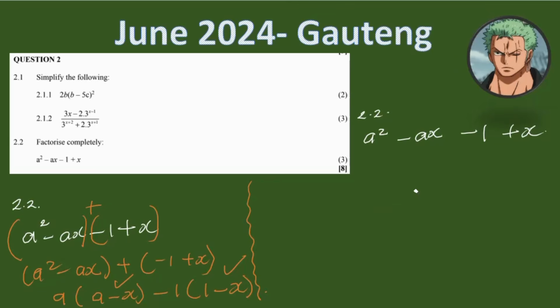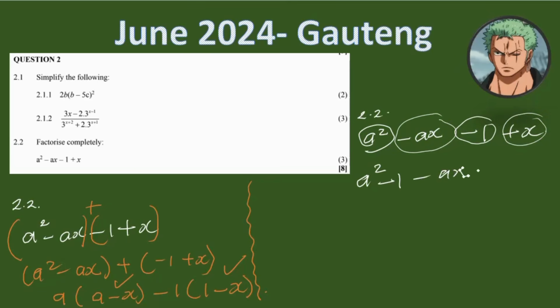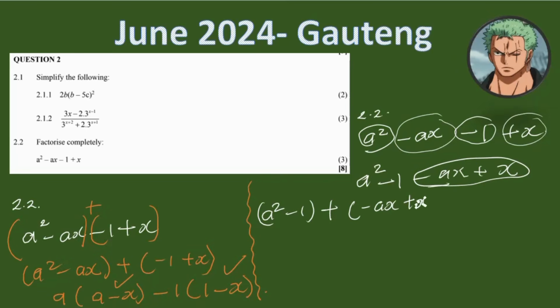Let me try to group things differently. Right. So, I'm like, okay, I'll take this a, I'll group it with this negative 1 here. So, I have a squared minus 1, right? And then afterwards, I'll take this negative ax, I'll group it with this one. I have negative ax plus x there, right? Then now I group them. I have a squared minus 1 in brackets plus these ones in brackets here, which will be negative ax plus x.